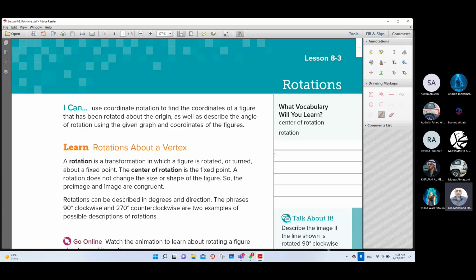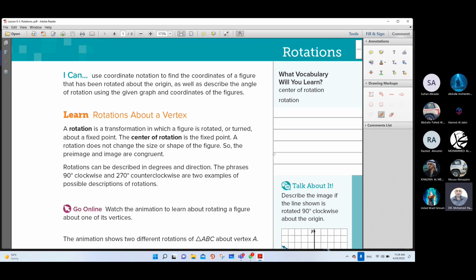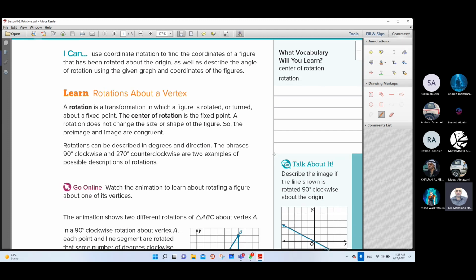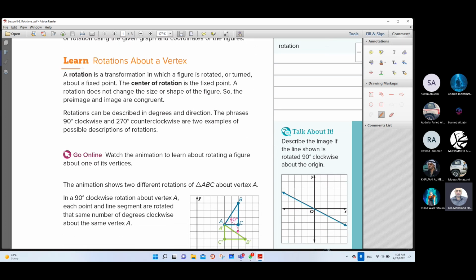Math grade 8. We are in module 8, lesson 3. Today we have rotations. Today we want to learn rotations. So in this lesson, we want to use coordinate notation to find the coordinates of a figure that has been rotated about the origin, as well as describe the angle of rotation using the given graph and coordinates of the figure. The first idea in this lesson, we want to learn rotation about a vertex.